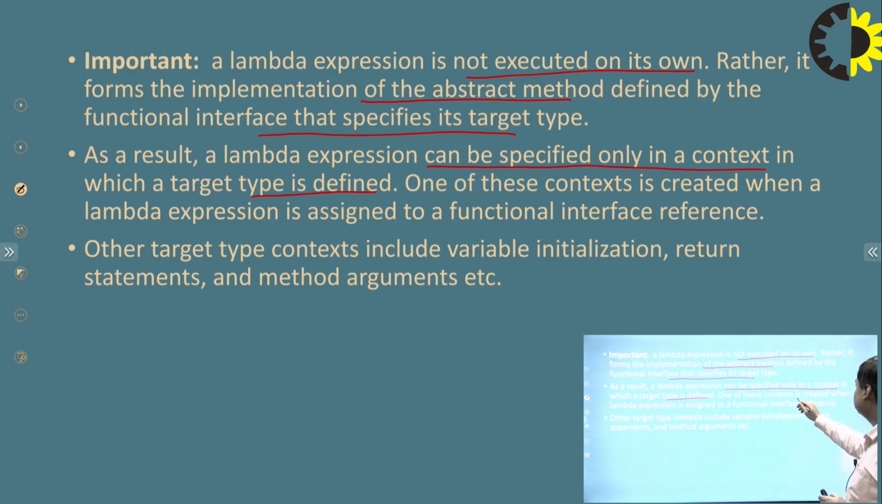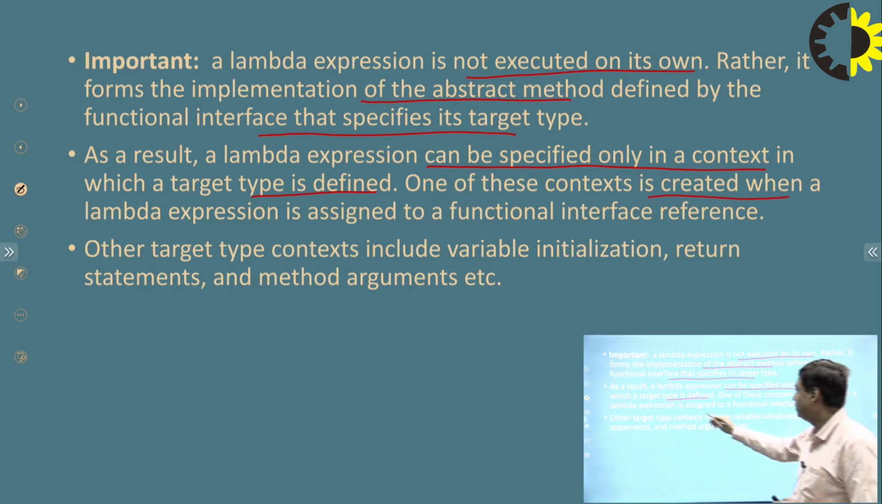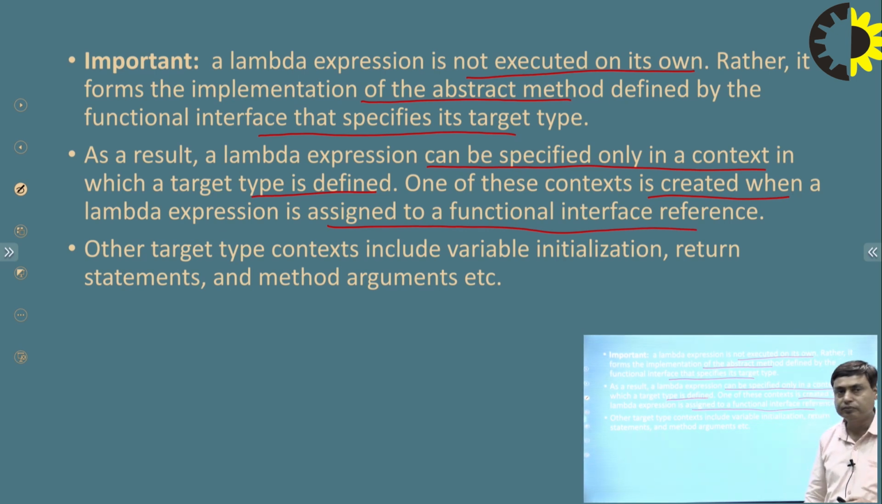One of these contexts is created when a lambda expression is assigned to a functional interface reference, which I will show in the example. We have a lambda expression, we have a functional interface, then we define a reference variable for the functional interface and assign the lambda expression to the functional interface reference. That will give the implementation of the abstract method, which is already defined in the functional interface.